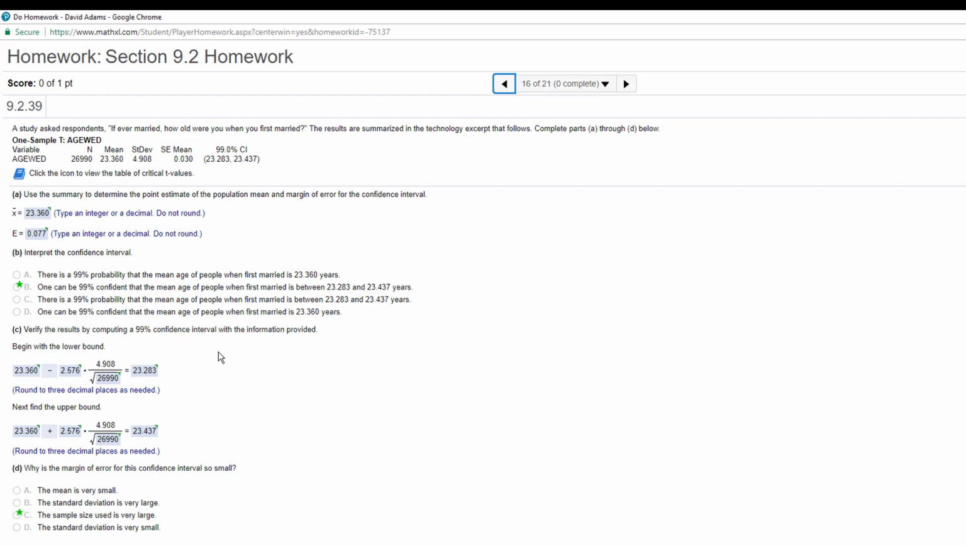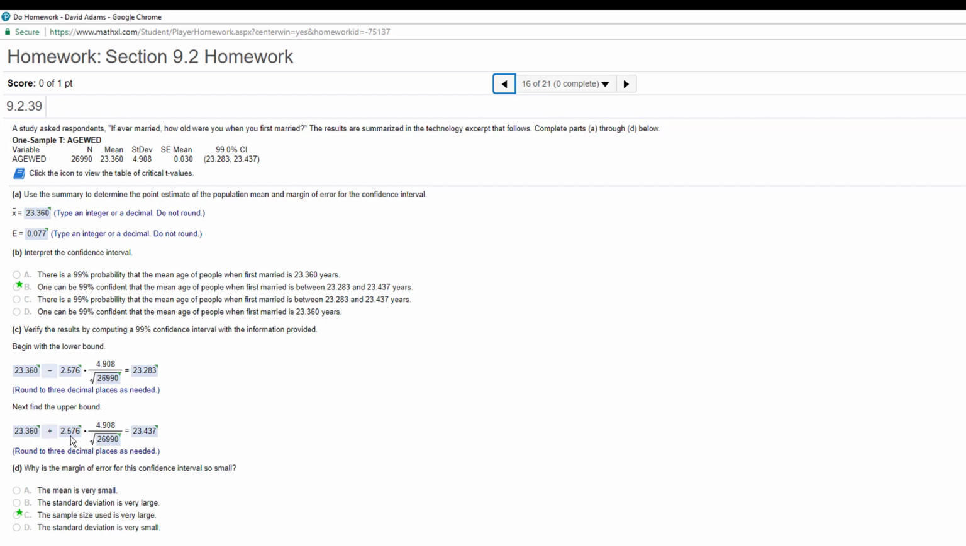What I want to talk about is the equivalence between T alpha over 2 and Z alpha over 2. This is a very large sample size. Look at the sample size here. It's 26,990. Okay. What you have to understand is for large samples, anything over 1,000, say, T alpha over 2 equals Z alpha over 2. They're just the same once you get an extremely large sample size, and that's what we have here. So they're just using the numbers from section 9.1.